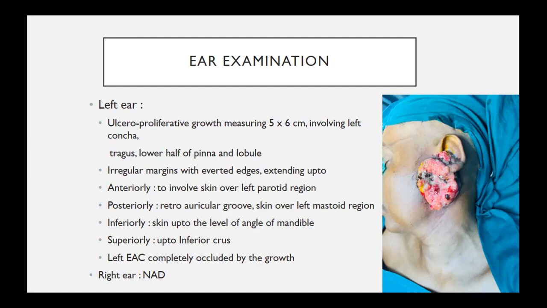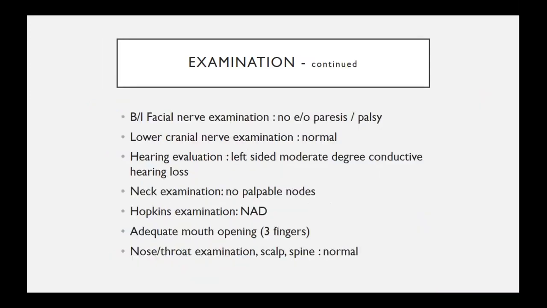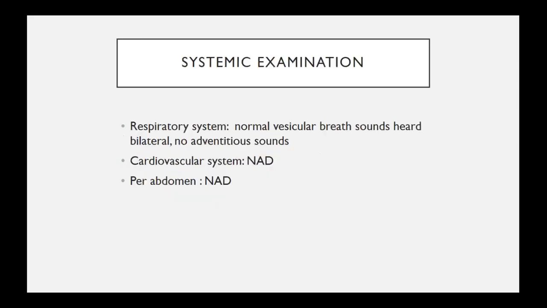Right ear, tympanic membrane was normal, and I did not notice any growth in the external auditory canal. Bilateral facial nerve examination showed no evidence of paresis or palsy. Lower cranial nerve examination was normal. Hearing evaluation showed left-sided moderate degree conductive hearing loss. Neck examination, there were no palpable nodes. On Hopkins examination, bilateral cords were normal and mobile. Patient had adequate mouth opening. Other nose and throat examinations, scalp and spine were normal. Very good. Go ahead. Systemic examination did not find any significant findings.